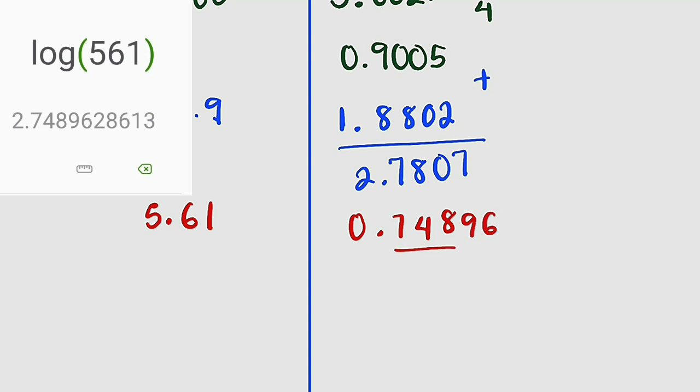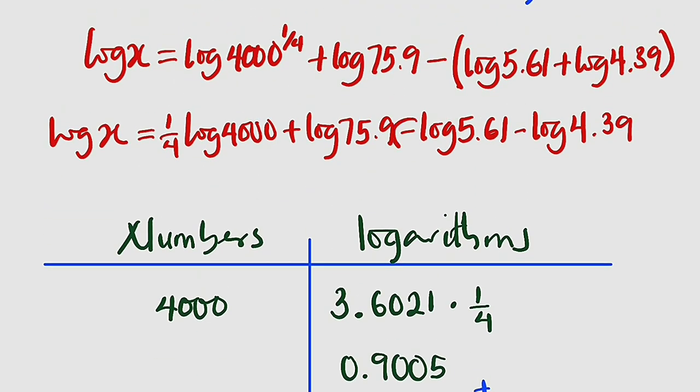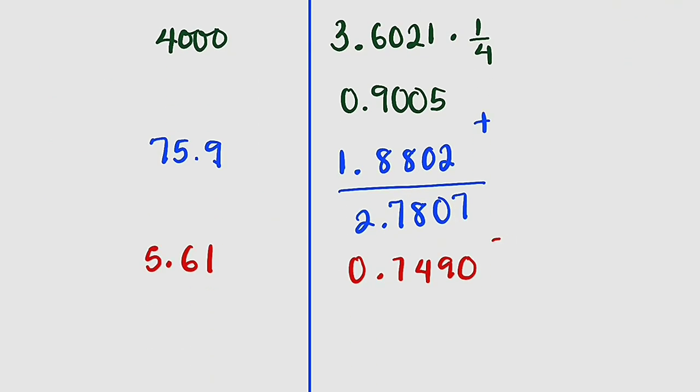Oh, we need the first 4, right? So since this one is after 5 and greater than 5, we round it up. So once you add 1 to 9, it becomes 10. You take 1 to this number, it becomes 9. So altogether we have 7490. You see that? But remember, we have subtraction here. This time around, we're going to subtract. So we subtract.